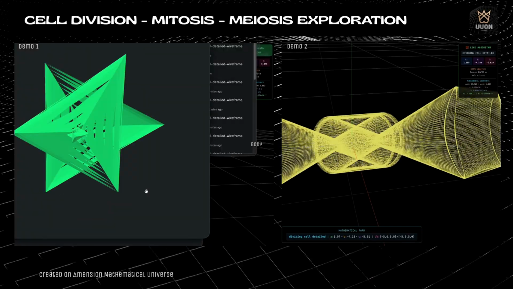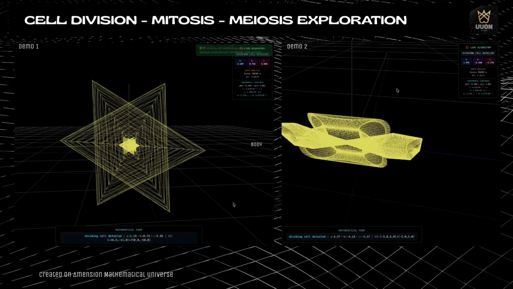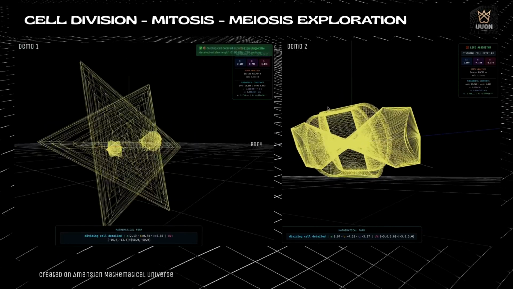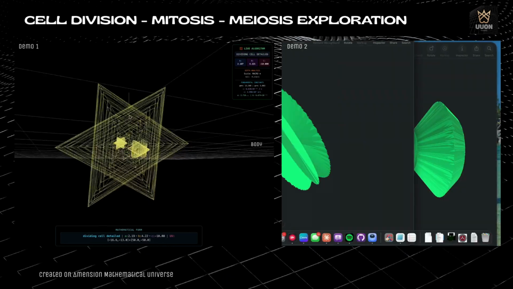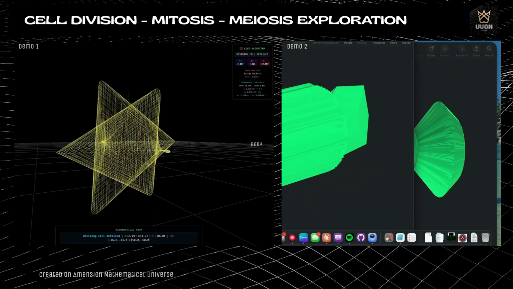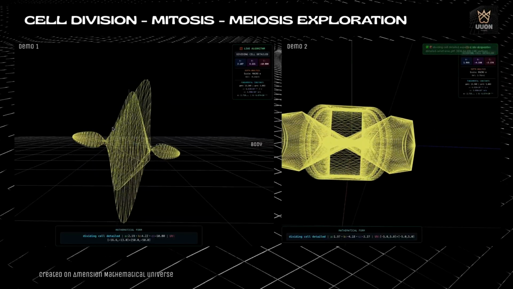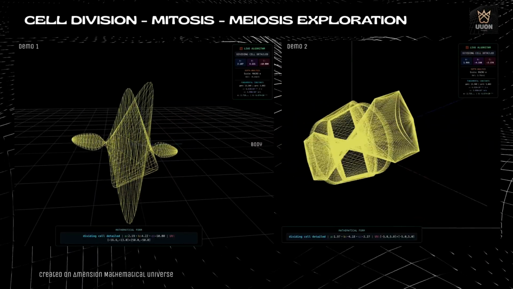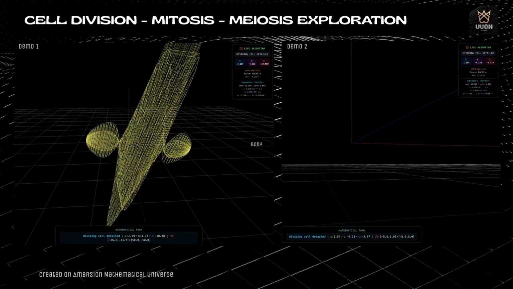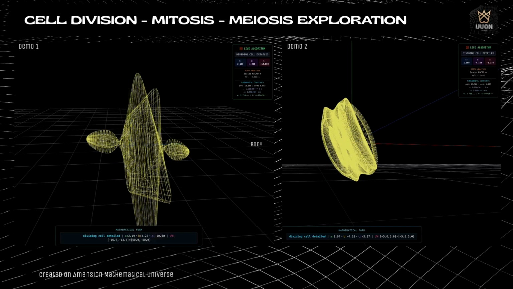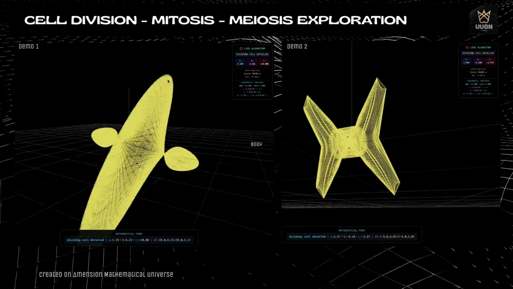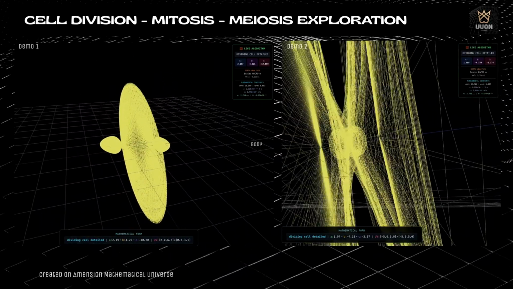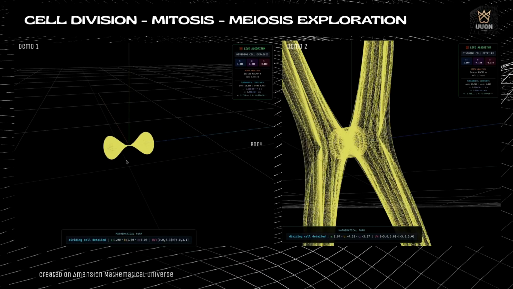The beauty of this interactive system lies in its ability to generate alternative geometries that reflect the diversity of cellular division strategies found throughout biology. Each parameter adjustment reveals new possibilities, new configurations that cells might adopt under different conditions or in different species. The white wireframe structures in the background represent simplified versions of these complex forms, allowing us to understand the underlying mathematical principles that govern cellular architecture.